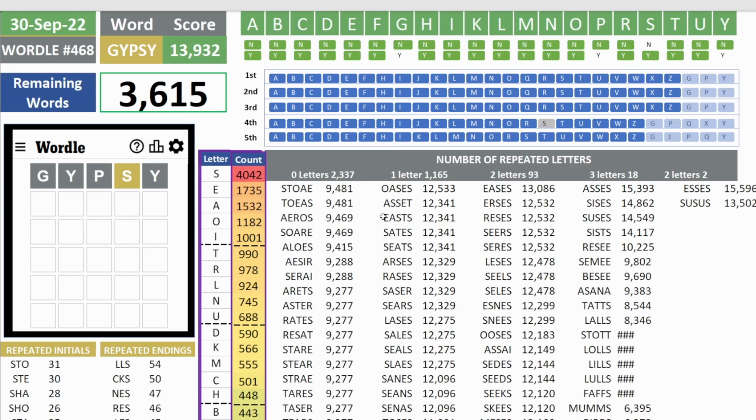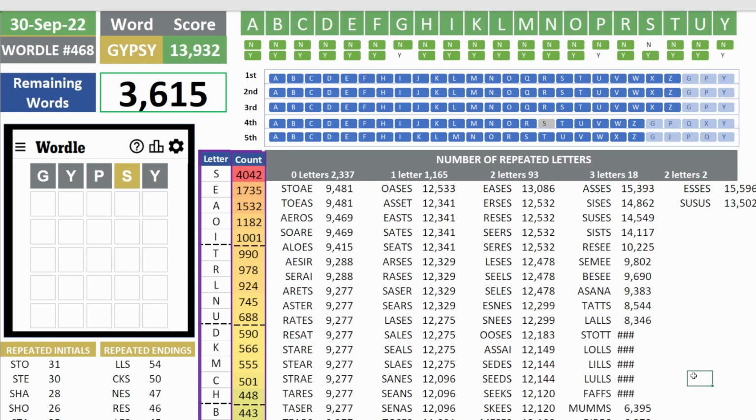3,600 words remaining, that's a lot. And of course, we have the S, E, A, O, I as the most popular letters. Oh, interesting, the R is not in the top five. It usually is. So what words do you want me to use right now? I would still go with some word with the letter R. So let's use rates.